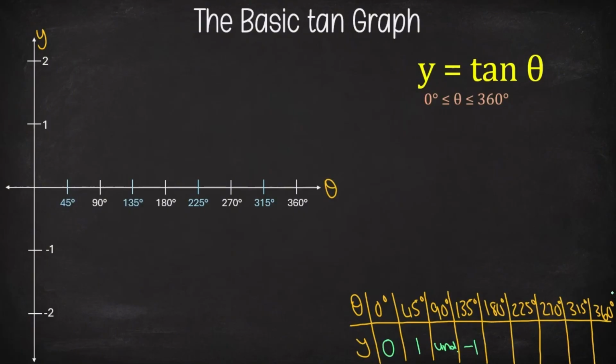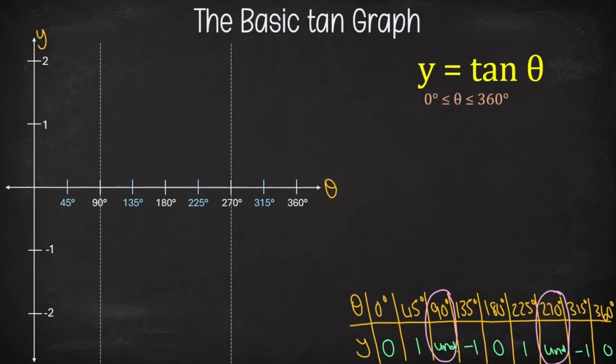Okay, all our y values are calculated, but before we plot the graph, we need to look at those two undefined values, here at 90 degrees and at 270 degrees. Now, because tan is undefined at these angles, the graph cannot cross through them. Instead, we draw a dashed vertical line at theta equals 90 degrees and another one at theta equals 270 degrees. And these two lines are called vertical asymptotes. The tan graph gets closer and closer to these lines, but it never actually touches or crosses them. This is one of the most important features of the tan graph.